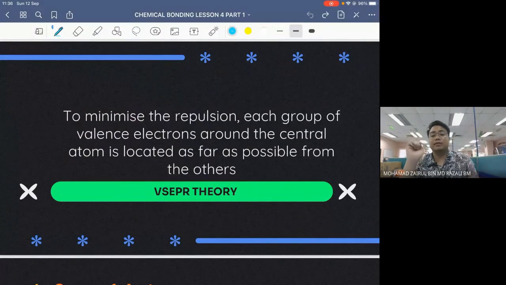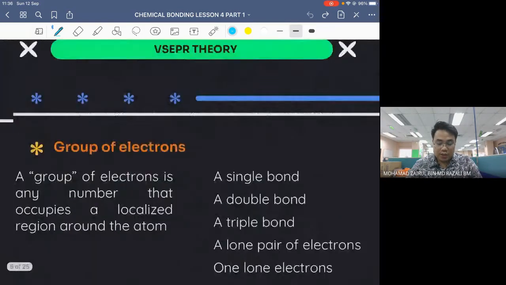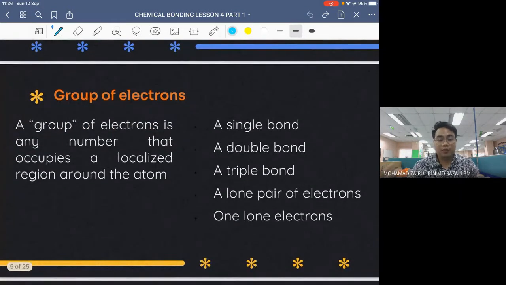This is the VSEPR theory. You need to bear in mind when you draw the molecular shape, you need to remember the VSEPR theory. And the VSEPR theory states that in order to minimize the repulsion, each of the electron groups needs to be located as far as possible from the others. Earlier I talked about groups of electrons. What can we categorize as a group of electrons?